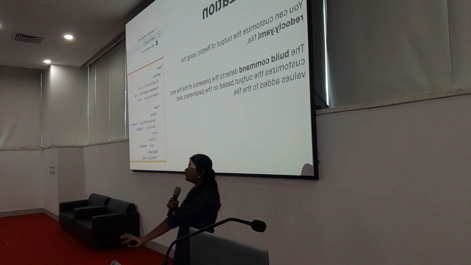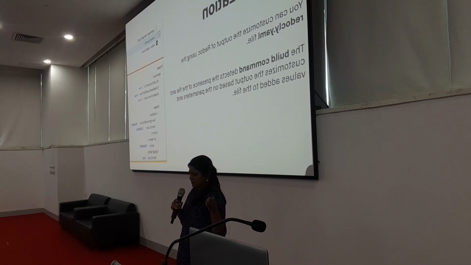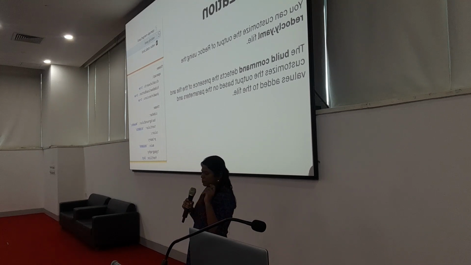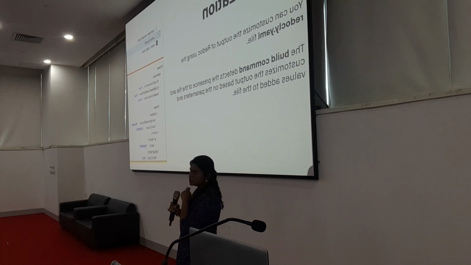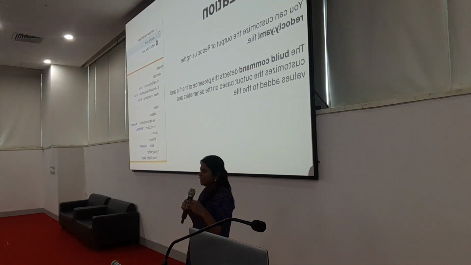So there are a lot of customization options in Redocly. To customize the output, we need to create a redocly.yaml file and place it in the location where you are running the build command. What the build command will do is detect the presence of this file, and whatever parameters and values you have added in this file, it will consider those and then publish the output.